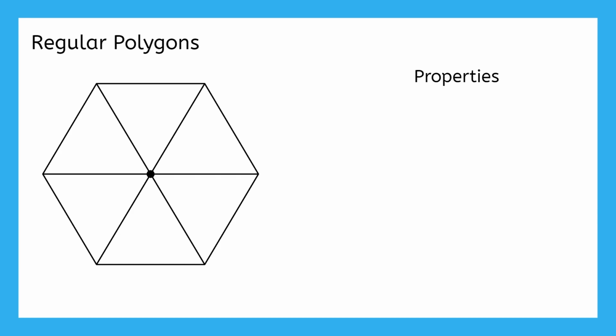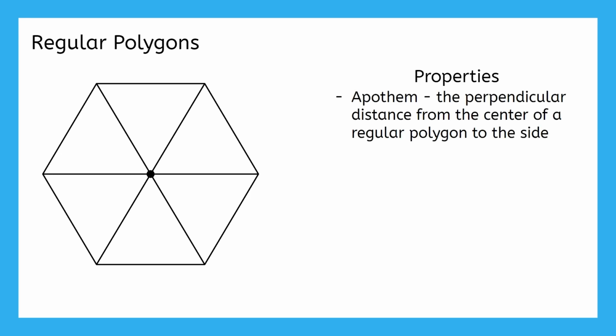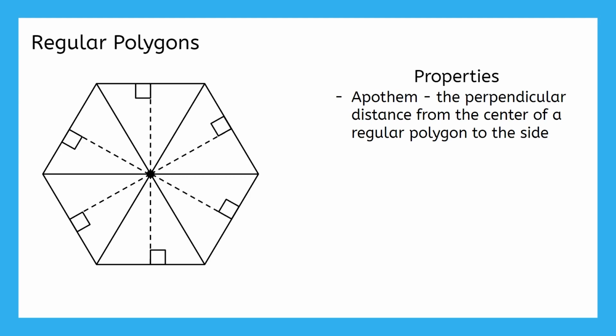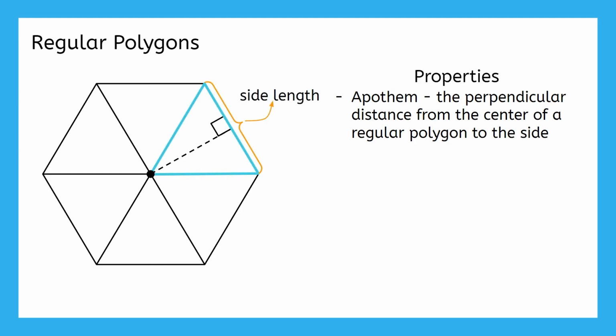But there's one more thing that we need. The apothem is the perpendicular distance from the center of a regular polygon to its side. Because of the symmetry of regular polygons, this segment is congruent no matter which side of the polygon it touches. Any of these apothems would all be identical. When we look at any one of these triangles, the side of the regular polygon is the base, and the apothem is its height, since they're perpendicular. And now we can find their area.